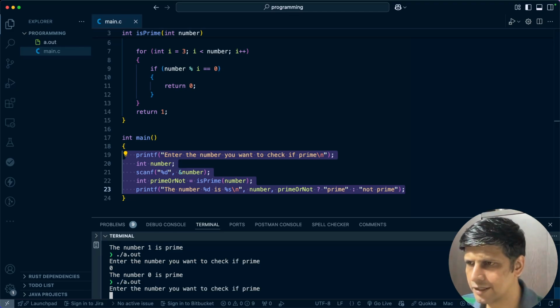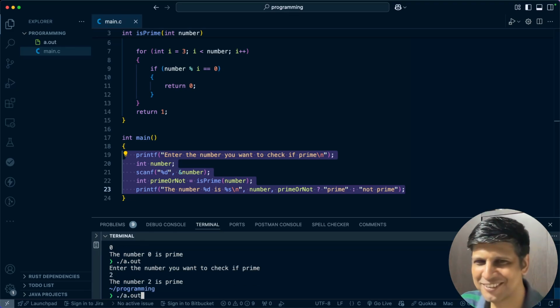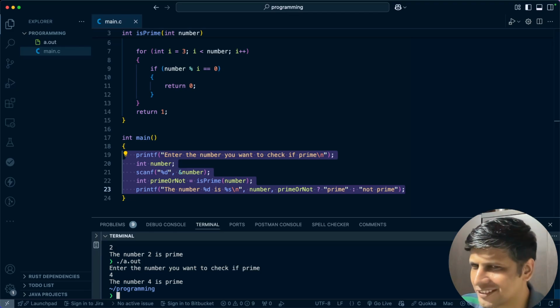Let's enter 2. 2 is prime. Is 2 a prime number? I don't know. 4. 4 is prime. Definitely we know that 4 is not a prime number, right? But the program is saying it is a prime number.